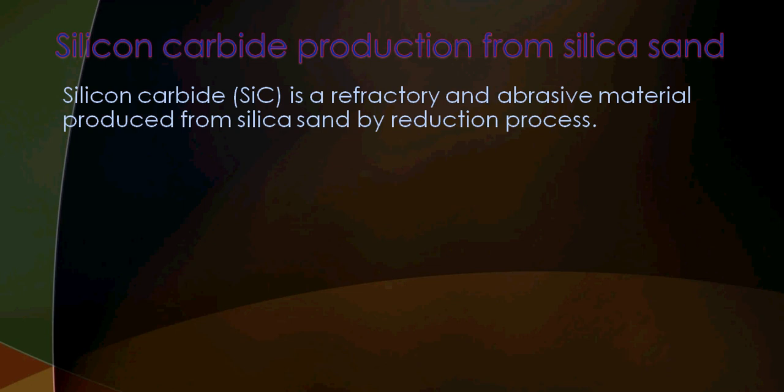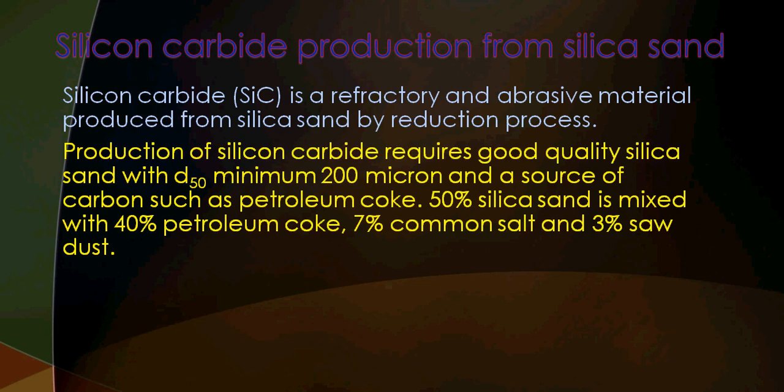Silicon carbide, SiC, is a refractory and abrasive material. It is produced from silica sand by the reduction process. Production of silicon carbide requires good quality silica sand with D50 minimum 200 micron and a source of carbon such as petroleum coke. 50% silica sand is mixed with 40% petroleum coke, 7% common salt and 3% sawdust. Silicon carbide is used as an abrasive, in cutting tools for grinding, and also as a refractory material.